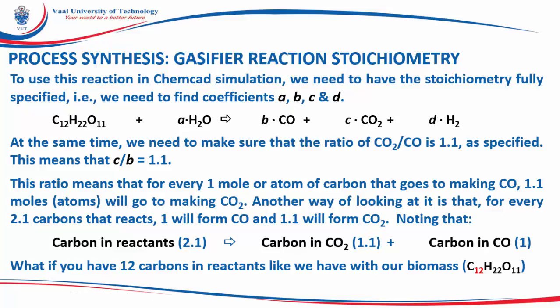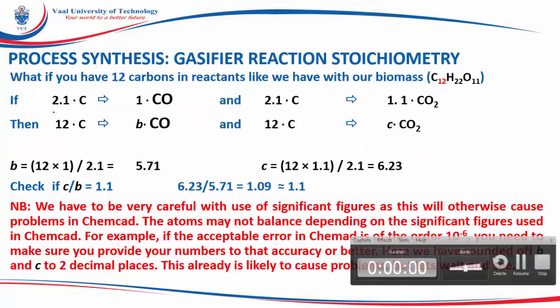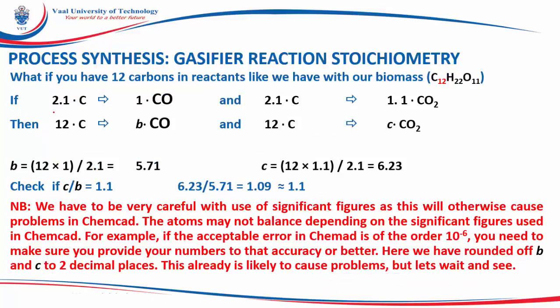I will take you through the calculation to determine the A, B, C, and D coefficients so that we have the stoichiometry fully specified. Then we can use the stoichiometry to simulate our stoichiometric reactor in Chemcad. Okay, let's move on. If 2.1 carbons form 1 CO and also 1.1 CO2, what will 12 carbons form in terms of CO and CO2?